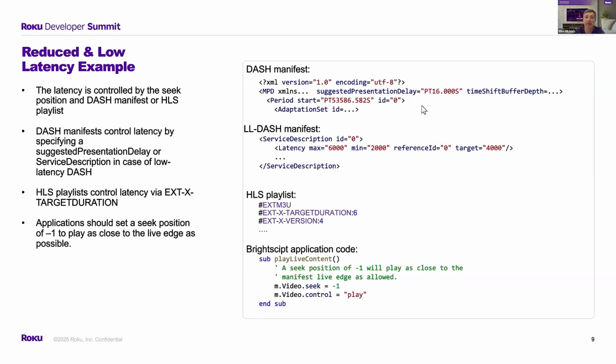We also show the manifest and playlist values that impact the final video delay. So for DASH, the manifest value is the suggested presentation delay, as mentioned before. For LL-DASH, low latency DASH, it is the latency specified in the service description field. And for HLS, it is the target duration that impacts the final playback delay. So it's these values combined with the seek position, combined with the target value in Roku OS, that determine the final low latency value of the player.